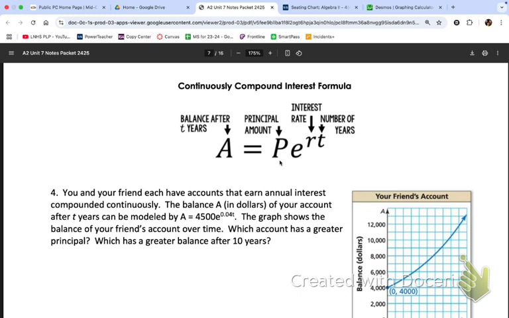We usually say PERT is the math thing. Again, your P is your principal amount. We use E if it's compounded continuously because eventually things don't really get much different, even if you do it 1,000,000 times a year. Raised to the rate times the time.